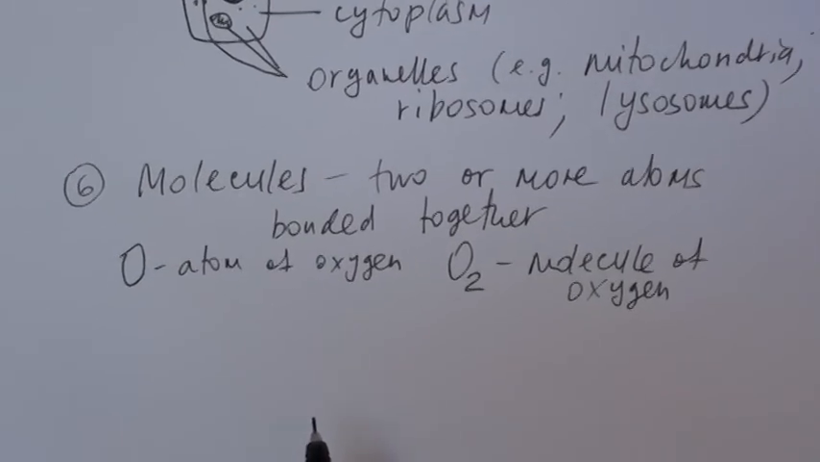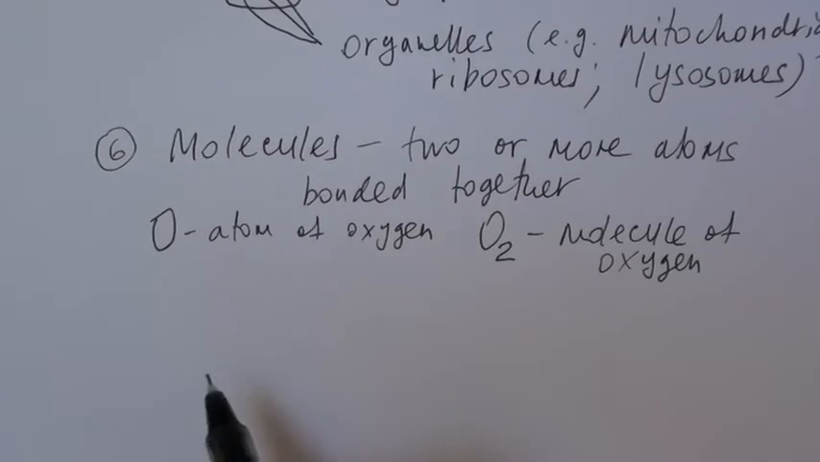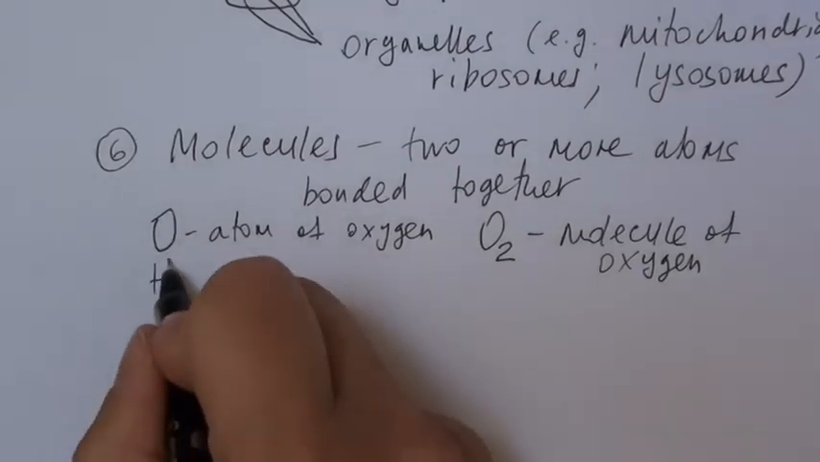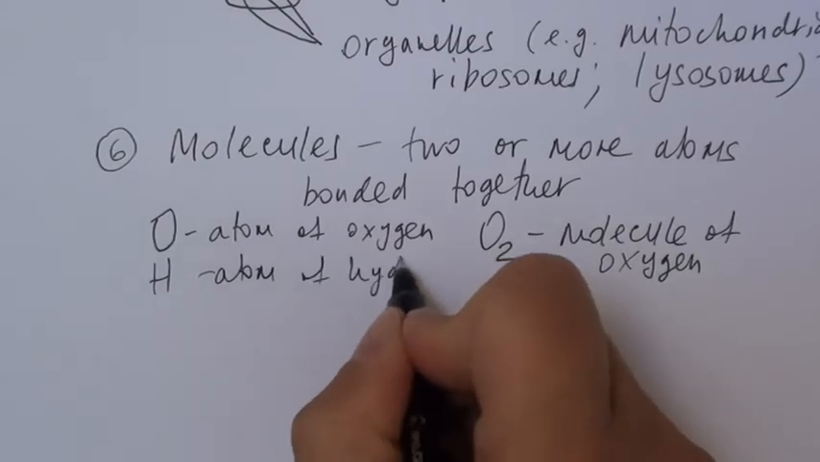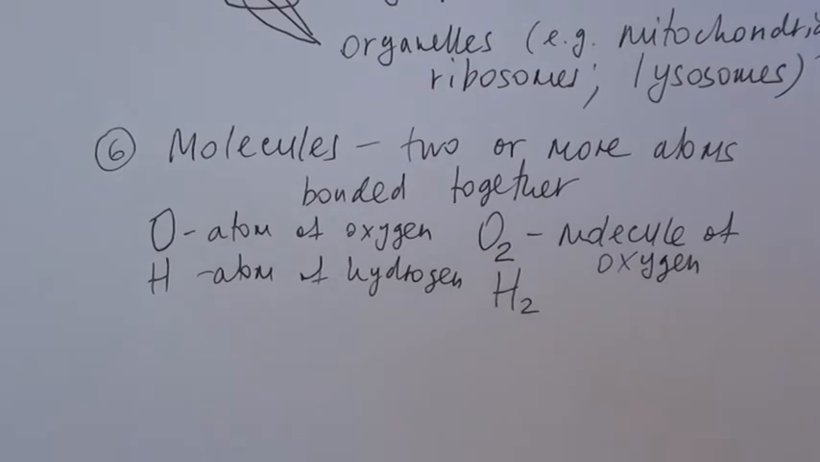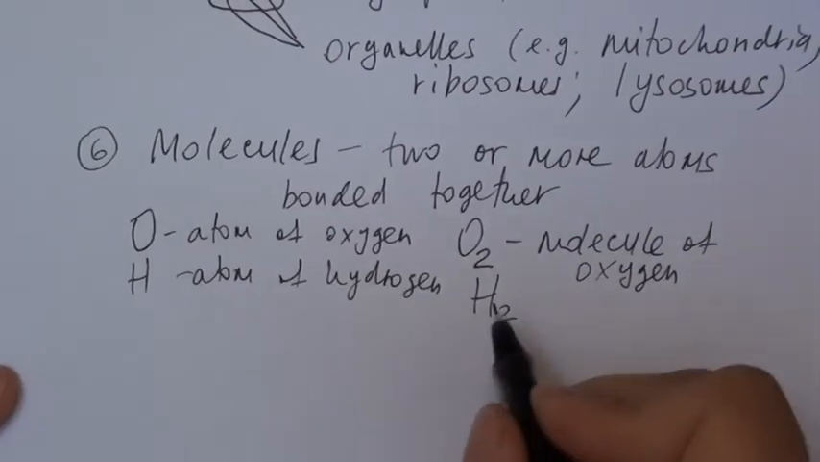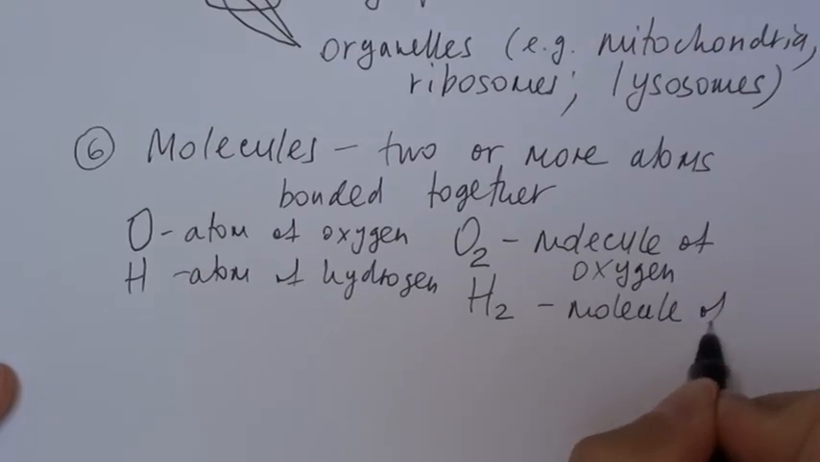Right. So a few more examples of molecules and atoms. So, for example, this is an atom of hydrogen. We came across it before. And again, same thing. If I write it as H2, then this will be a molecule of hydrogen.